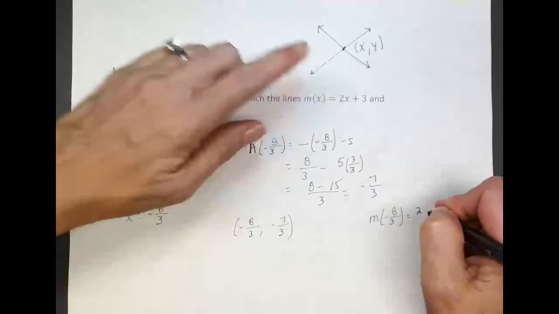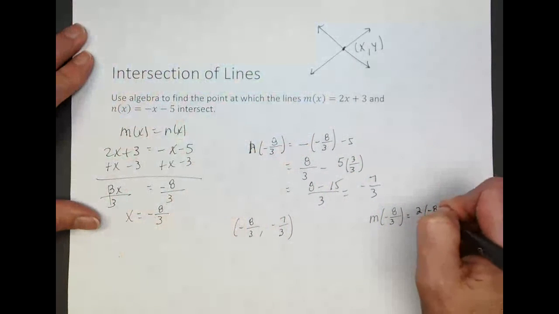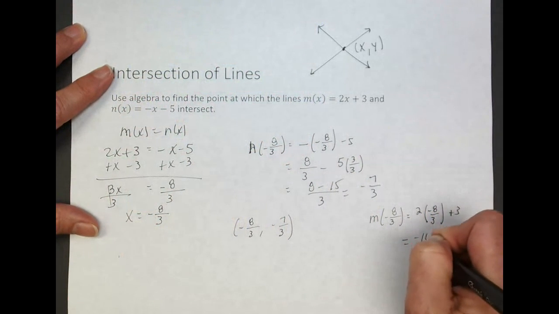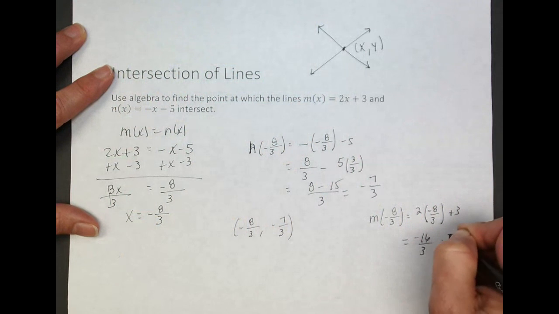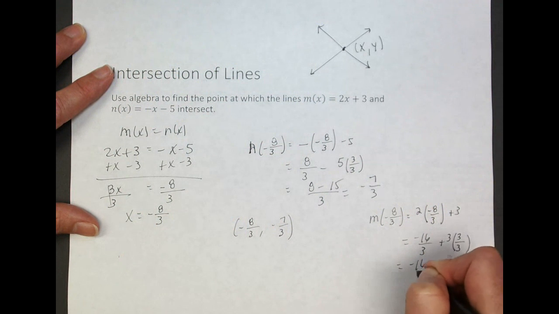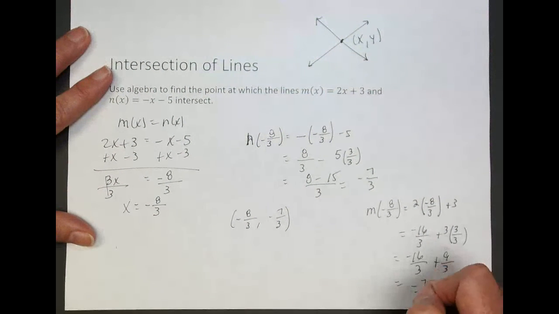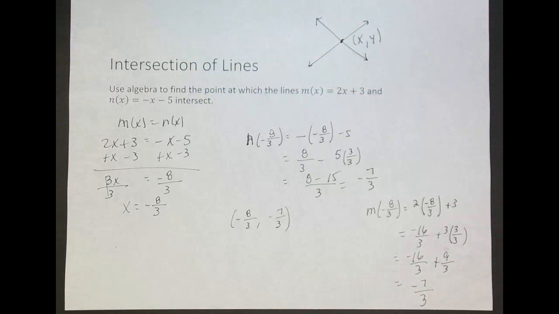That's going to be 2 times negative 8/3 plus 3, or negative 16/3 plus 3. Rewrite 3 as thirds. We'd have to multiply by 3 over 3. So this is then going to be negative 16/3 plus 9/3, which of course is negative 7/3. All right, that ends the lecture for section 2.2.